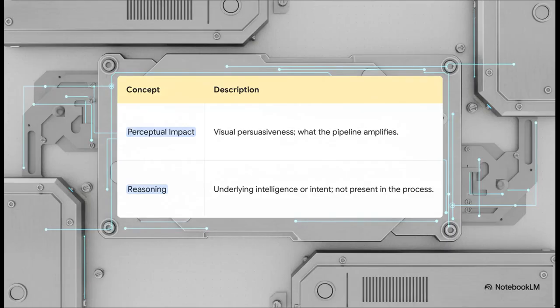So this really breaks it down into two different buckets. You have perceptual impact on one side. That's what we experience, that visually persuasive, coherent thing that looks amazing. The pipeline is built from the ground up to amplify that. But then you have reasoning, the actual intelligence, the understanding, the intent. And that's just not part of the process. The system is an amplifier for perception, not a generator of reason.